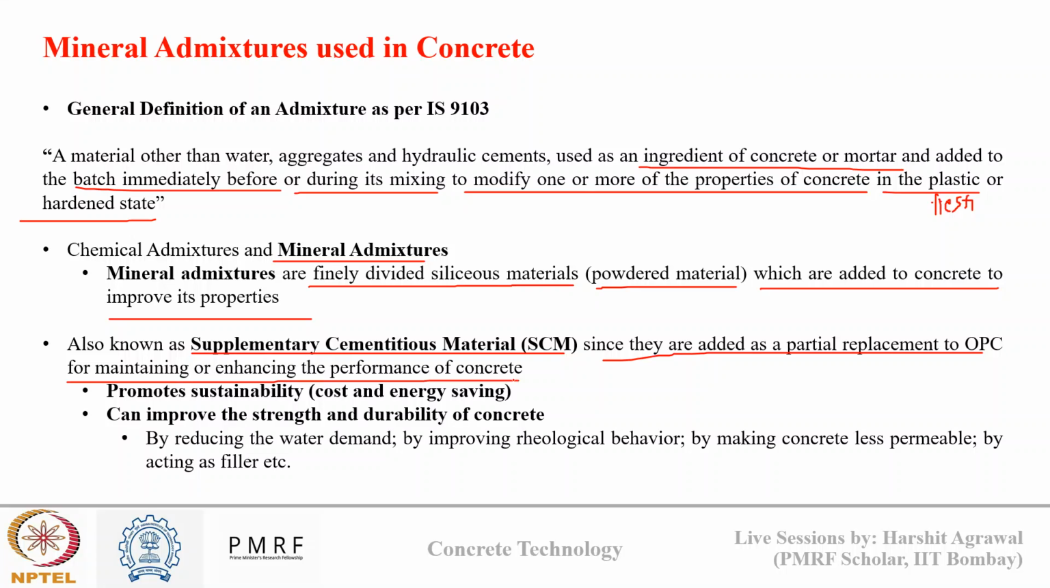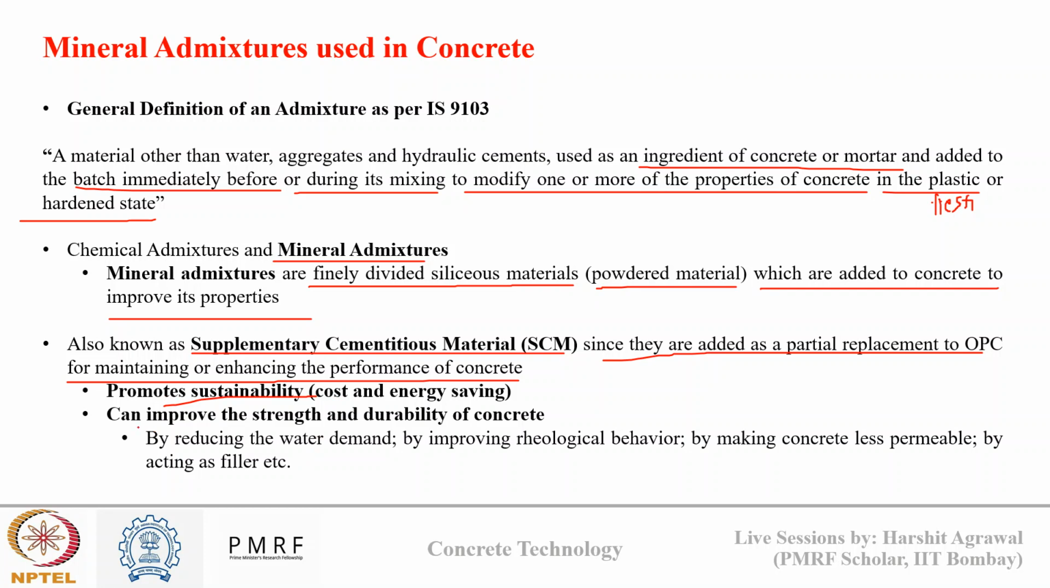Now, why are we using mineral admixtures? What are the benefits of using mineral admixtures? First, they promote sustainability in terms of cost and energy saving. How? Because we are using them as a partial replacement of Portland cement. We know cement is expensive, it requires a lot of energy and it generates a lot of CO2. So instead of cement, when we use an SCM, which is basically derived from waste or unwanted residue material, it reduces both cost and energy and helps us practice sustainable construction.